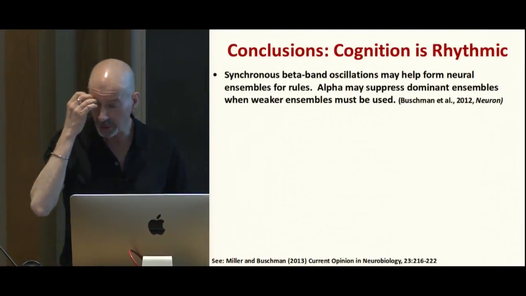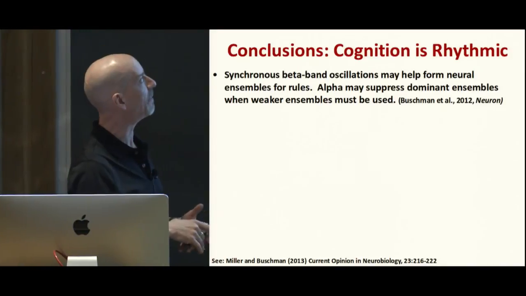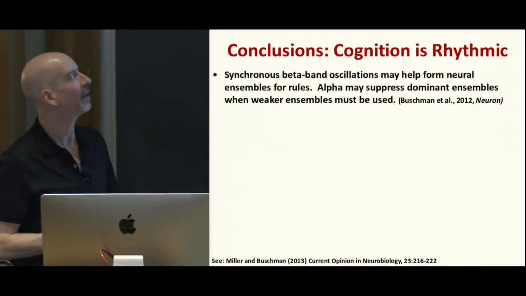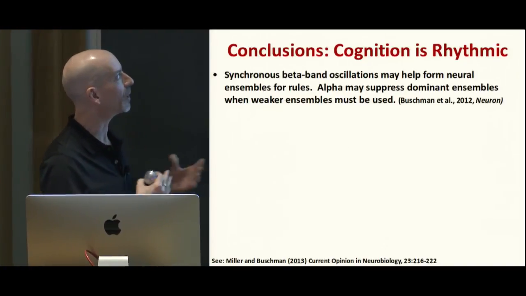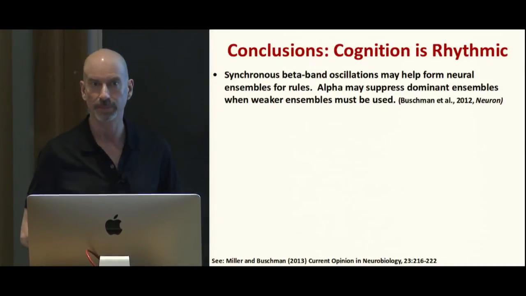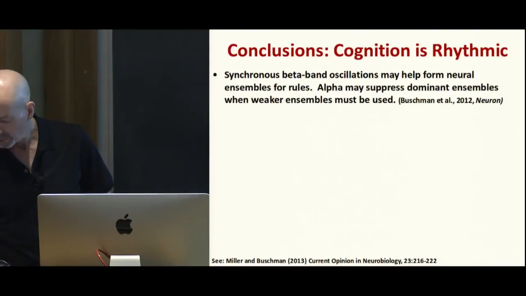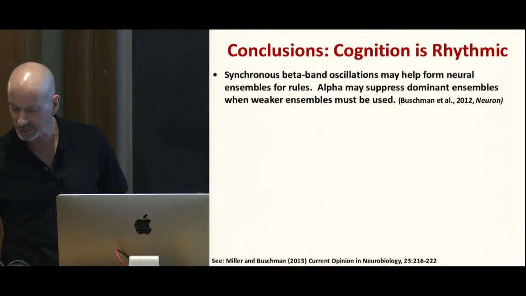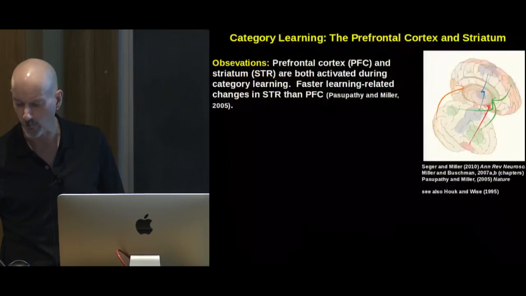So from this experiment, we learned that synchronous beta band oscillations may help form neural ensembles for rules. Alpha may suppress dominant ensembles, and weaker ensembles must be used. So now, if there's no questions on that, I'd like to turn to another experiment where we also looked at oscillations, but in a slightly different format.